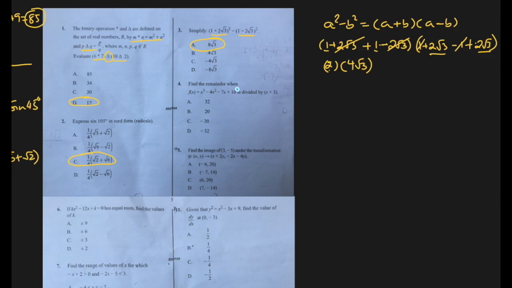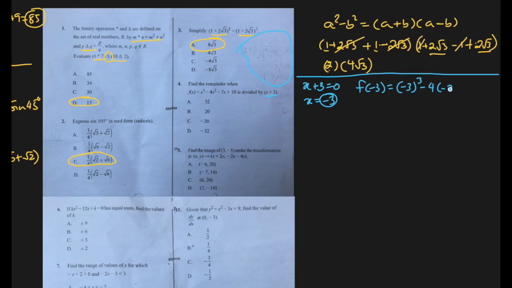4. Find the remainder when this is divided by x plus 3. So someone has tried to do a detailed long division. There's no need. In such cases, you should always, whatever the divisor is, make it equal to 0. So it becomes x equal to minus 3. And now we can use the remainder theorem. If I substitute this minus 3 into the function, I should get the remainder. So f of minus 3 will be, in this whole function, we substitute minus 3: minus 3 cubed, plus 4 times minus 3 squared, minus 7 times minus 3, plus 10.